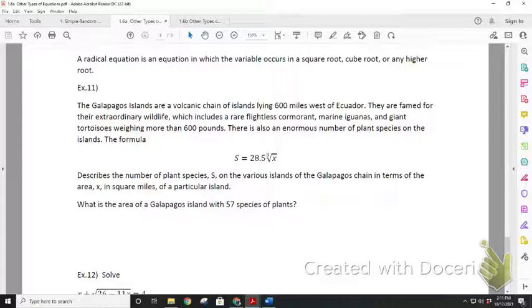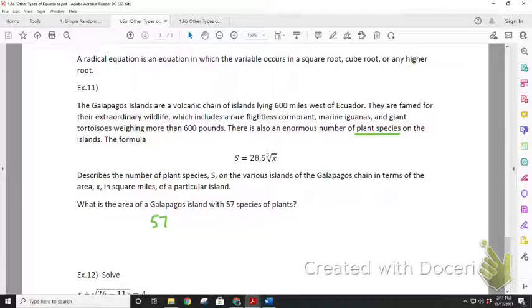So Galapagos Islands have all kinds of wildlife. They're west of Ecuador, but they don't even want to know anything about wildlife. They want to know something about number of plant species. And they give us a formula that predicts number of species if we know the square area of the island. So what if I know there's 57 species? Could I figure out how big approximately the island is?